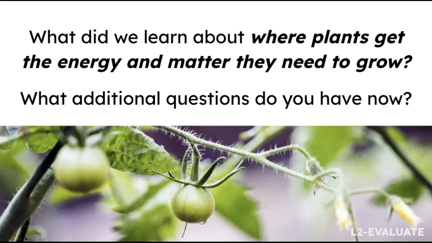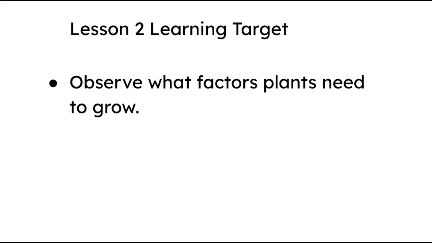To support student sense-making across the unit, orient them back to the driving question board. Ask students, what did we learn about where plants get the energy and matter they need to grow? And what additional questions do you have now? By the end of this lesson, students will have observed what factors plants need to grow. In Lesson 3, students will continue an investigation using seeds to determine the importance of water, air, and light for plant growth.